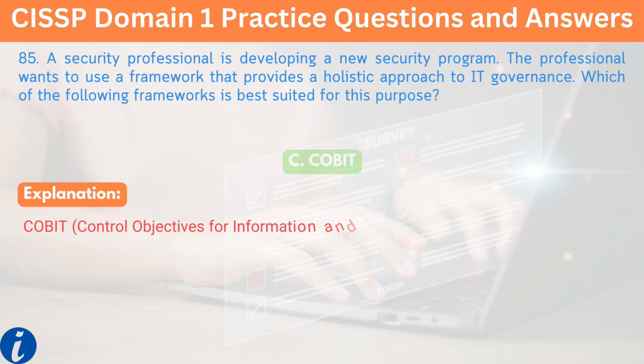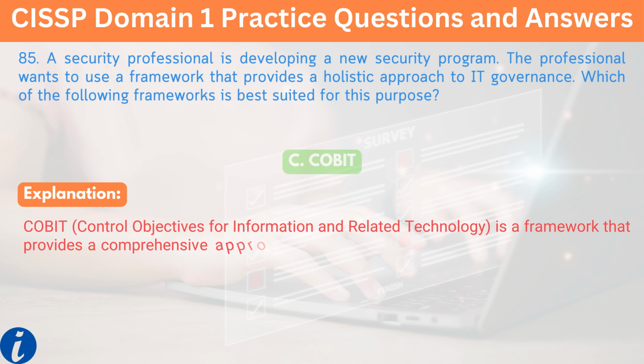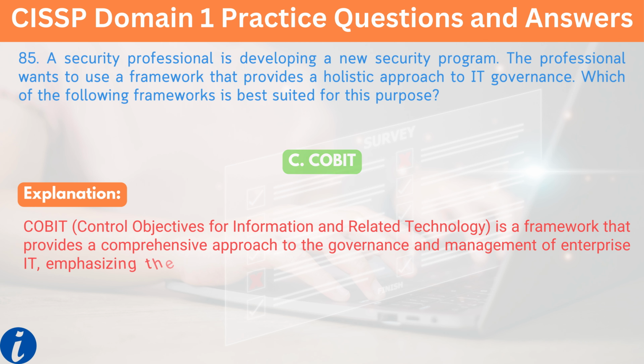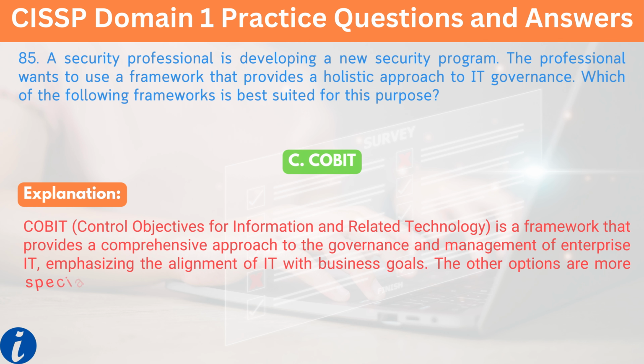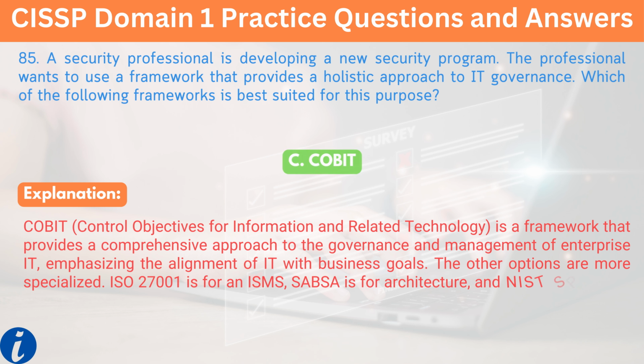COBIT. Explanation. COBIT, Control Objectives for Information and Related Technology, is a framework that provides a comprehensive approach to the governance and management of enterprise IT, emphasizing the alignment of IT with business goals. The other options are more specialized. ISO 27001 is for an ISMS, SABSA is for architecture, and NIST SP 800-53 is for security controls.